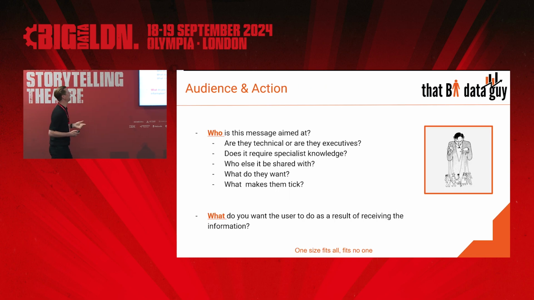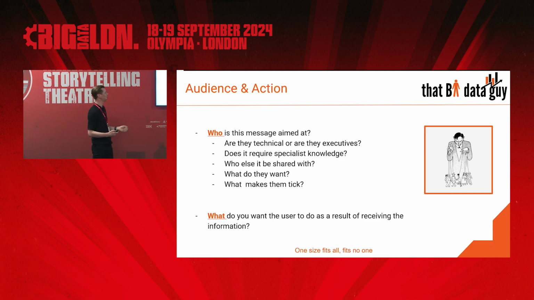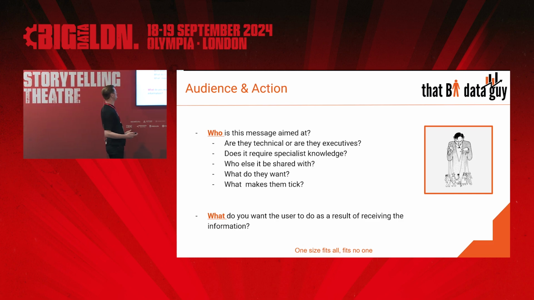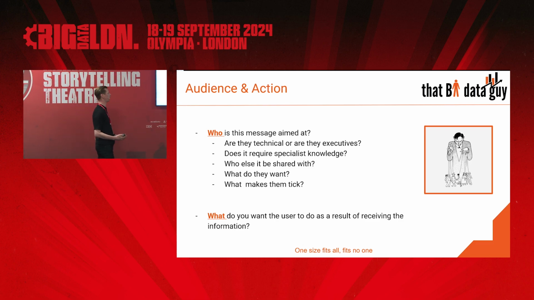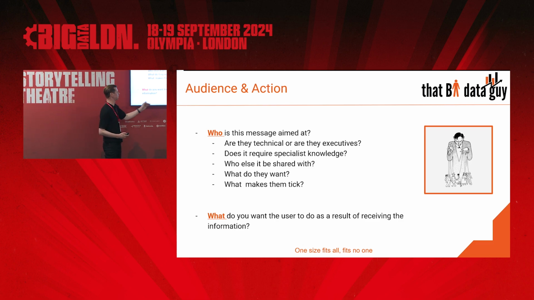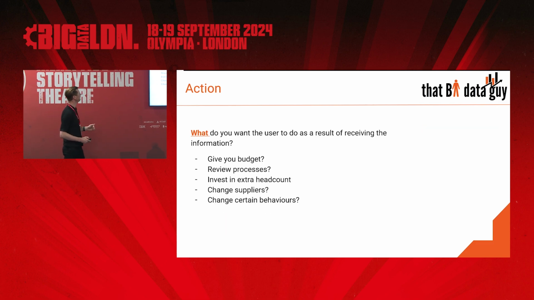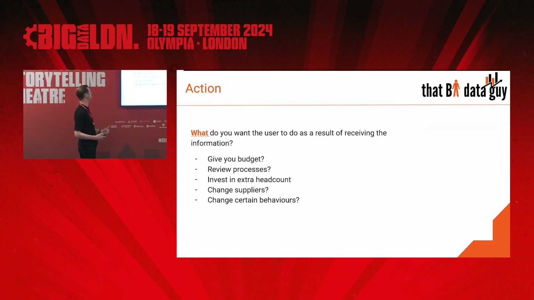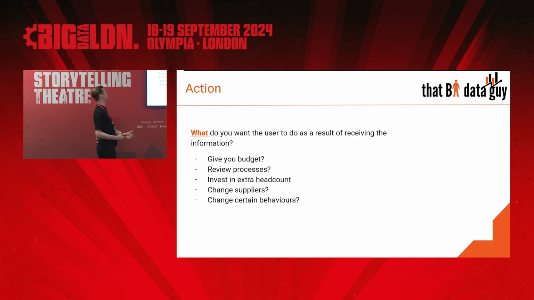So, A, action and audience, yeah? Who is this aimed at, yeah? Are they technical? Are they not? Are they going to share it? What makes them tick? You need to know who your users are. And what do you want them to do as a result of receiving the information? If it hasn't got a point, don't build it, yeah? And action, what do you want them to do? If you want them to give you extra budget or anything, make the narrative about that, yeah? Don't just give them numbers and hope they'll give you money.